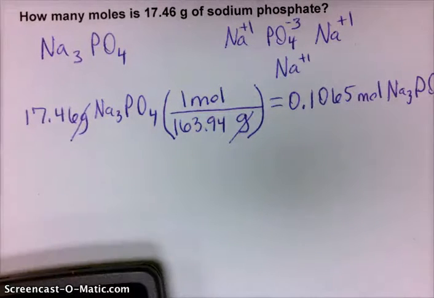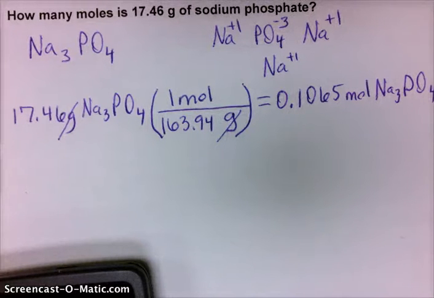So we used molar mass to add up the grams in 1 mole. Grams canceled by putting the grams on the bottom and the mole on top, and we solved our problem.